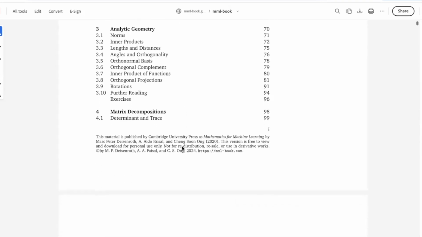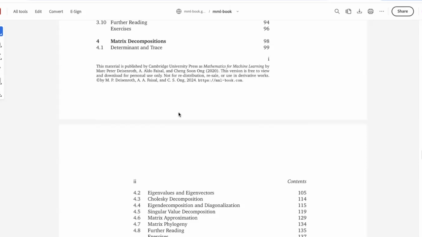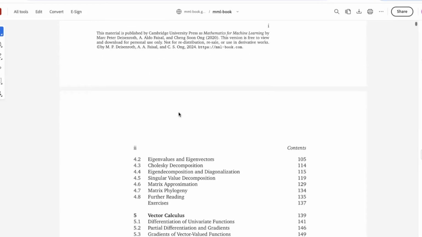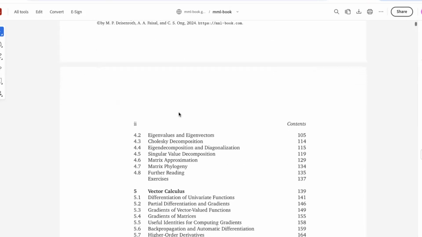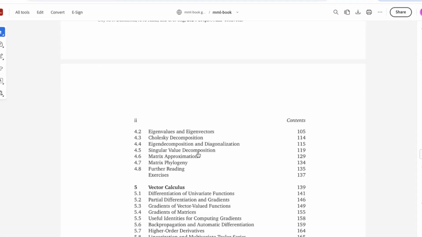It's also a great idea to learn more about matrix decompositions, in particular eigenvalue decomposition, Cholesky decomposition, diagonalization, and most importantly, if you want to know only one thing from this chapter, it is the singular value decomposition or SVD that appears a lot in machine learning and AI.